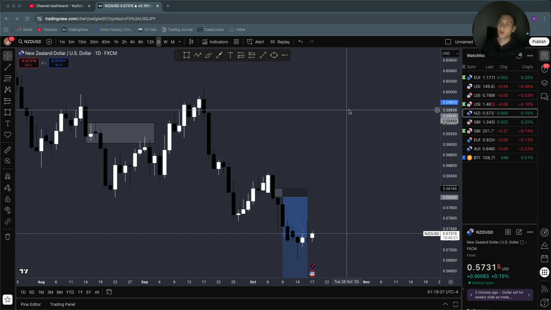We caught a 12 to 1 on USD CAD. I believe it was 2 weeks ago. Why? Because we were able to get a lower time frame entry, but have our higher time frame take profits, which was literally just like a daily low. And so that's what we're going to get into.